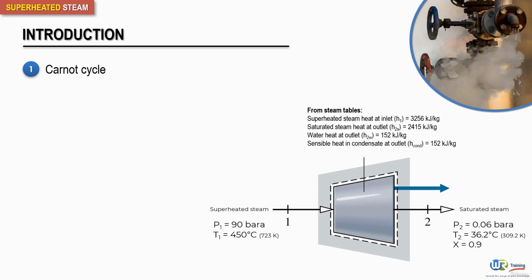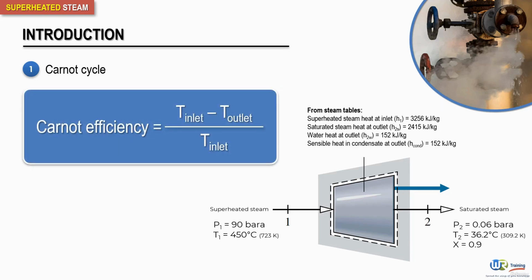Let's determine the Carnot efficiency. The Carnot efficiency can be calculated as follows, where T sub inlet is the temperature at the turbine inlet, in this case 723 Kelvin. T sub outlet is the temperature at the turbine exhaust, in this case 309 Kelvin. We plug in our variables for a result of 0.2%.